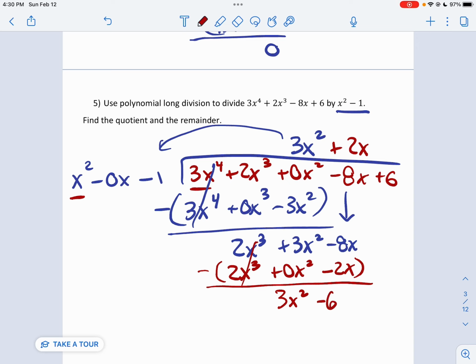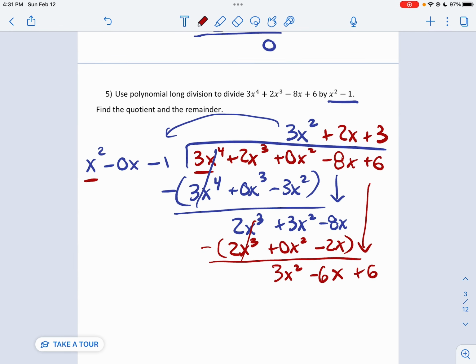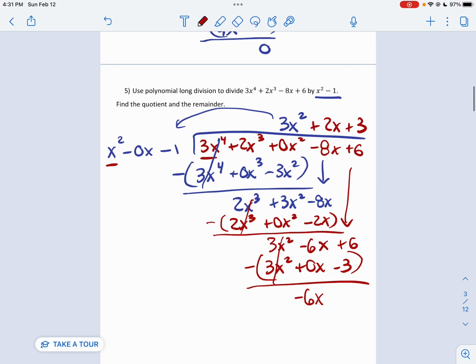Sorry about that. 3x squared minus 6x. I bring down the plus 6. Does x squared go into 3x squared? Yes. Plus 3 times. So I multiply again. That's 3x squared plus 0x minus 3. I subtract. These will cancel. I'm left with negative 6x plus, sorry, not plus 0, plus 9.